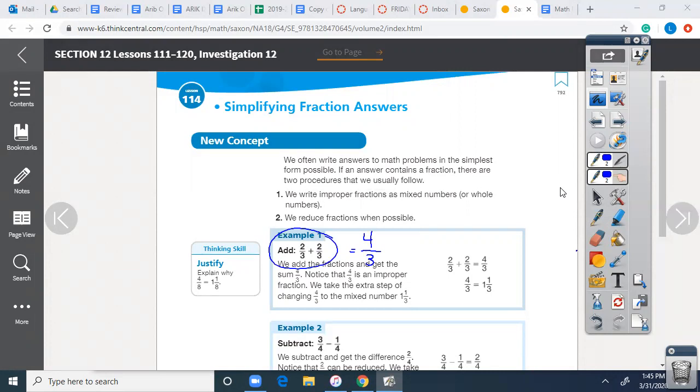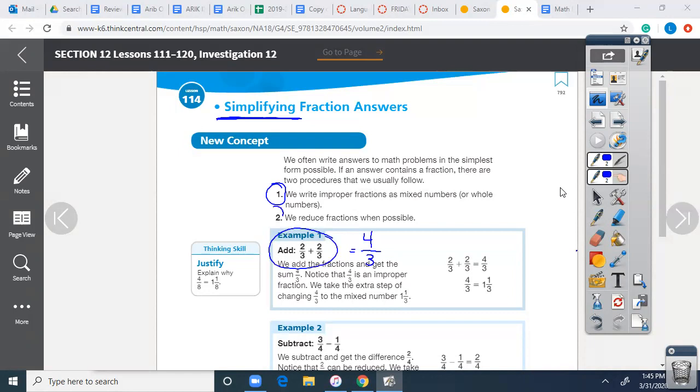That is the answer to the problem, but that is not the answer in simplest form, which is what we are trying to find. We need to simplify the answer. Okay, so number 1 is very important. We write improper fractions, which is what 4/3 is, as mixed numbers or whole numbers. That's how we simplify something.